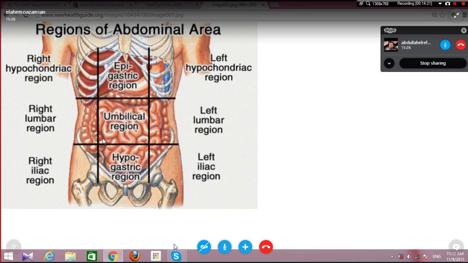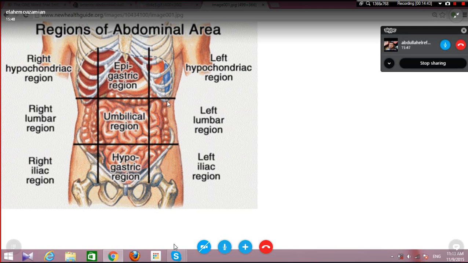What about the kidneys? Where are the kidneys? They are posterior. But in which region? I think the kidneys will be in the left lumbar and right lumbar. Yeah, very good. So the kidneys are here in the left and right lumbar. Where is the spleen?